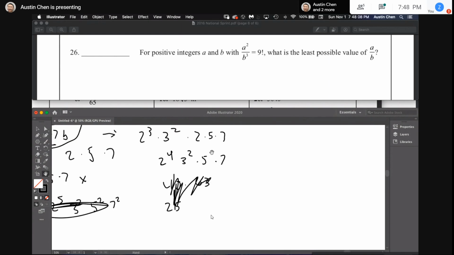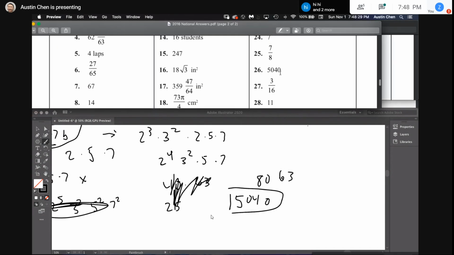Okay. So 16 times 5 will be 80. And then times 9 times 7 is 63, right? So then this is 48 plus 24, which is, or yeah, it'll be 504 and then a 0 at the end. Okay, so this should be our answer. Yeah, it's 5040.